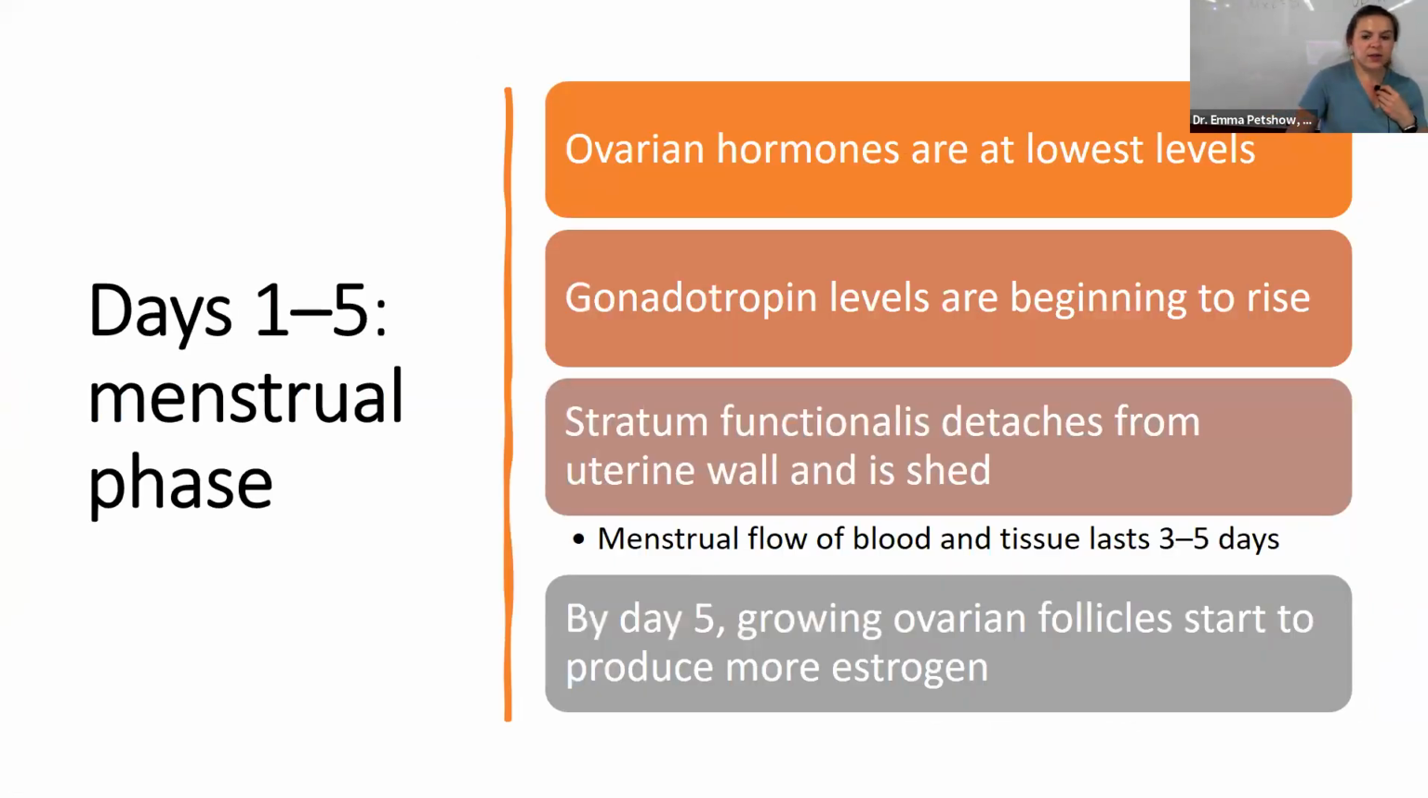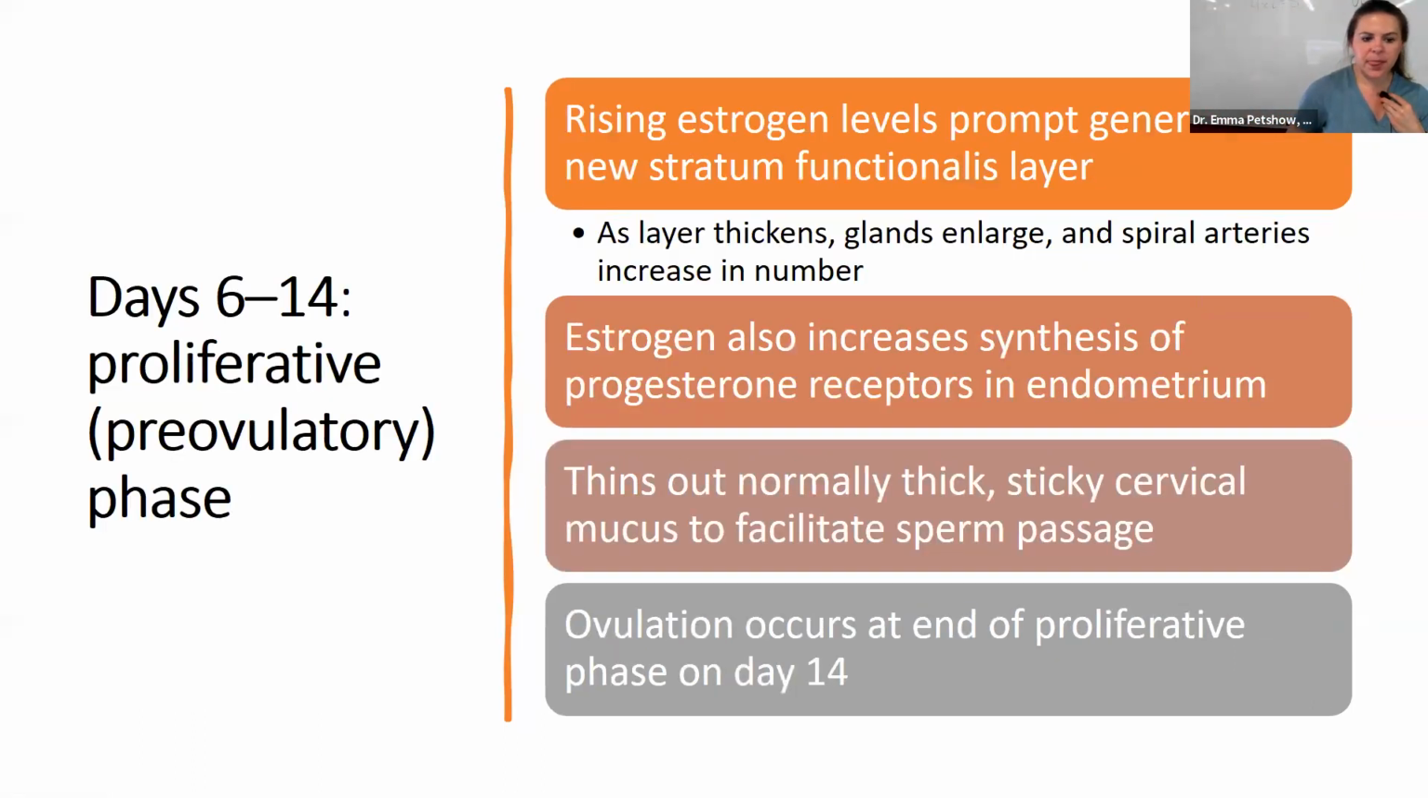During menstruation, ovarian hormones are low. Gonadotropic hormones are starting to rise. Stratum functionalis will detach and shed. That's how you have menstrual blood. And by day 5 to 7 or 8, depending on the woman, the person with a uterus, the growing ovarian follicles will start to produce more estrogen. And so that process will eventually stop the bleeding, stop menstruation.